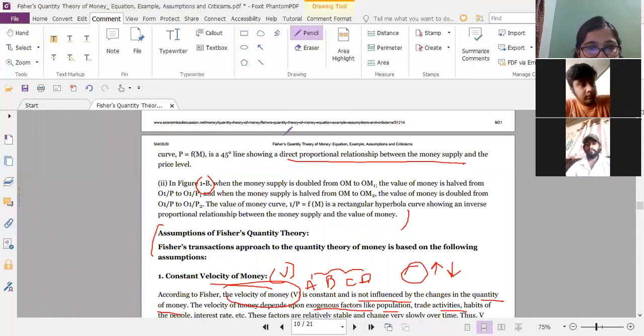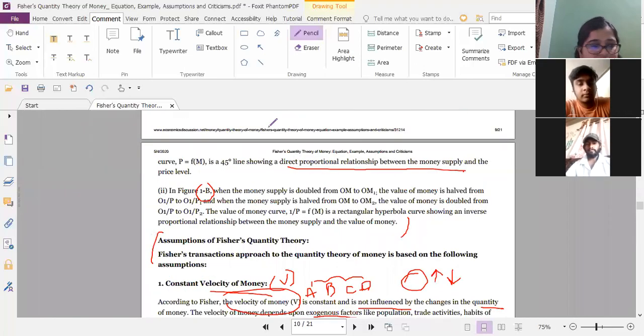So I'll quickly explain this and then we'll wind up, okay? The time is up, I think. Okay, so the second graph explanation: when the money supply is doubled from OM to OM1, we just saw OM to OM1, the money supply is doubling. So the value of money is halved from OP to OP1. I'll show you this.